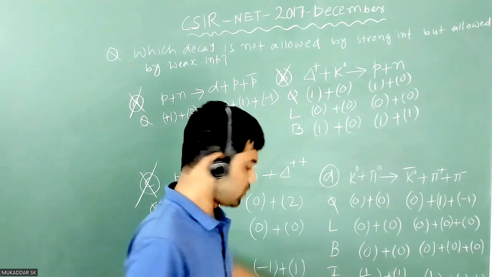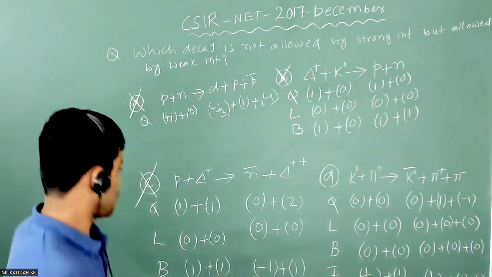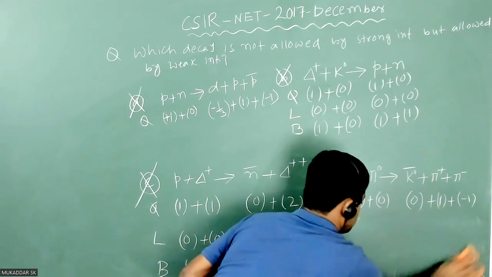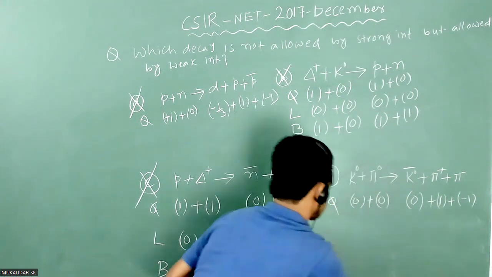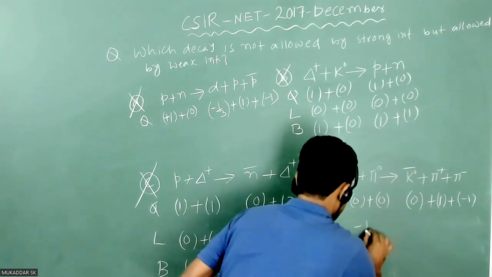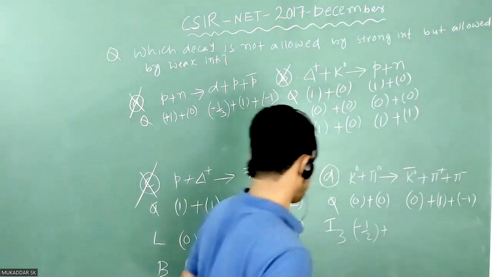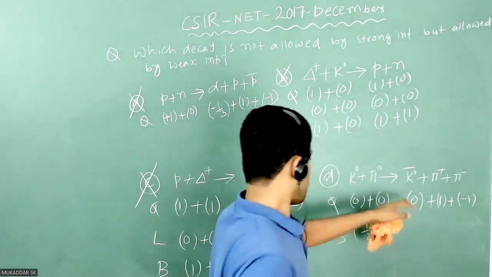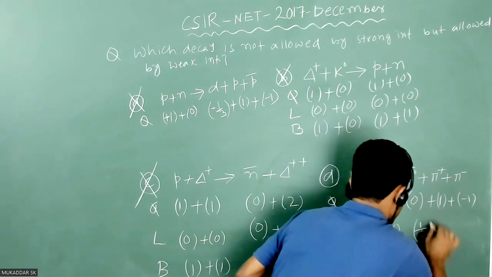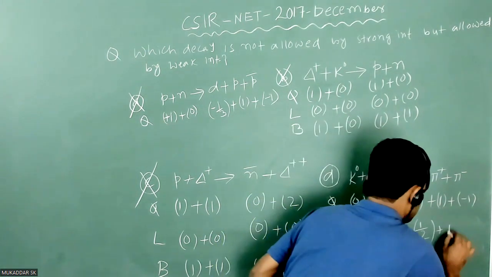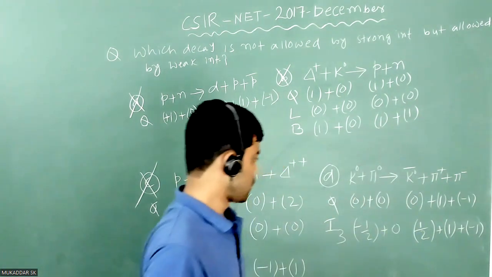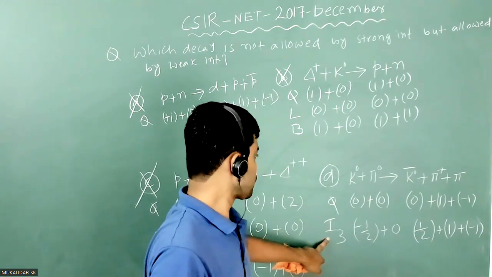Now we'll check the third component of isospin. For K0, this number is minus half. For pi 0, this number will be 0. For K0 bar, this number will be plus half. For pi plus, this number is one. For pi minus, this number is minus 1. Okay. So we see this I3 is not conserved here.